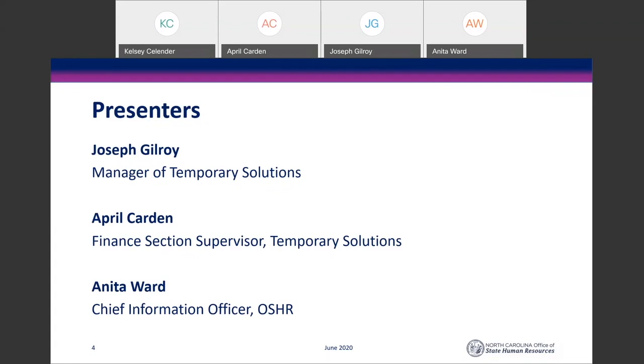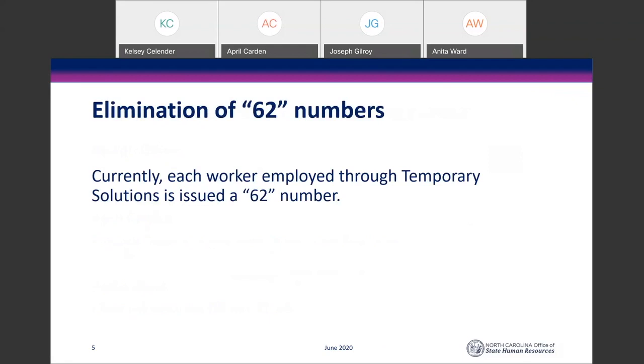So with that, I think we're going to go right into the meat of the presentation here. The first thing I'm going to talk about is the elimination of 6-2 numbers. With our transition to QuickBooks, we're going to be eliminating our 6-2 position numbers, and I'll give you all some background on what that is if you're not familiar with it.